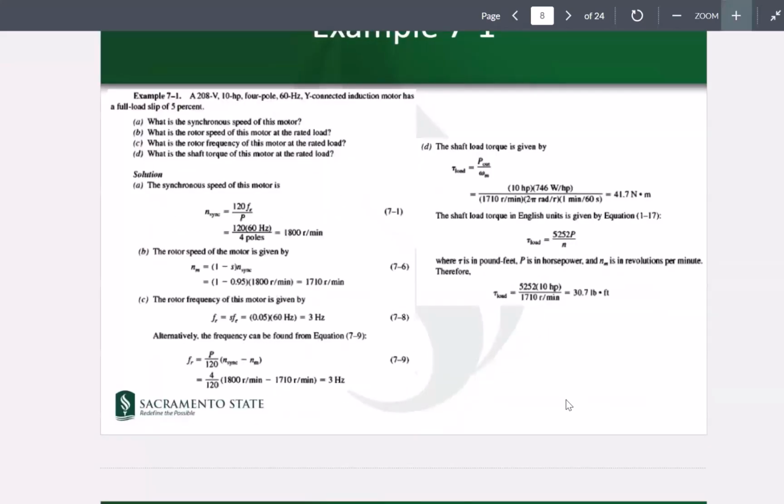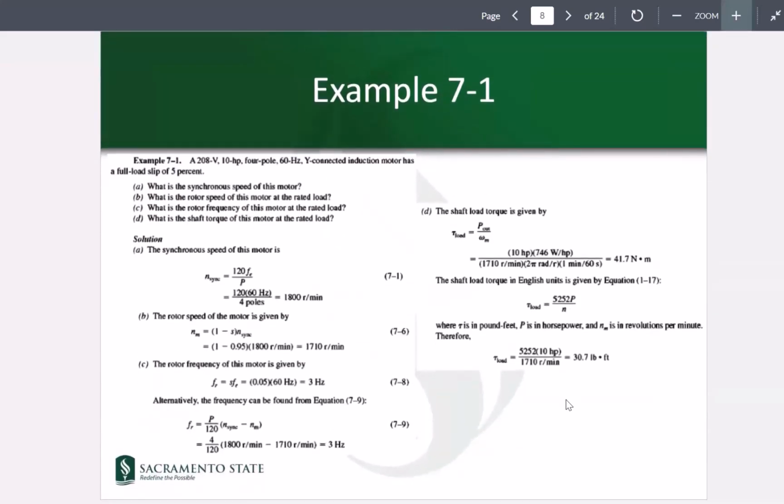Let's look at example 7.1. We have a 208 volt, 10 horsepower, 4-pole, 60 hertz, Y-connected induction motor with full load slip of 5%. We want to see what the synchronous speed of the motor is. The synchronous speed is found through the frequency and P. It's 120 F over P. That becomes 1800 RPM.